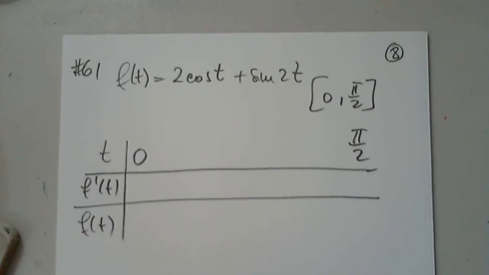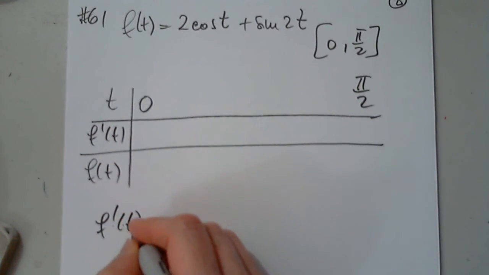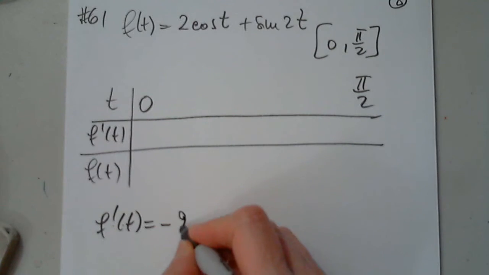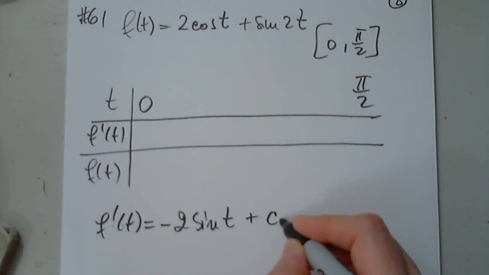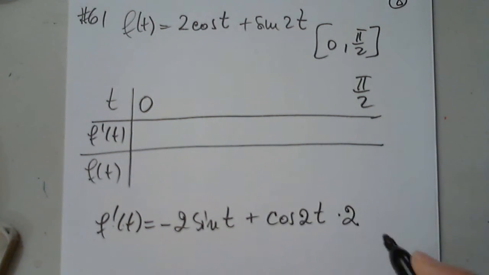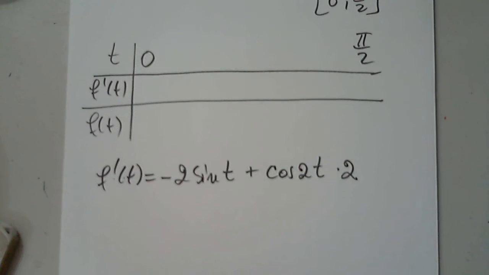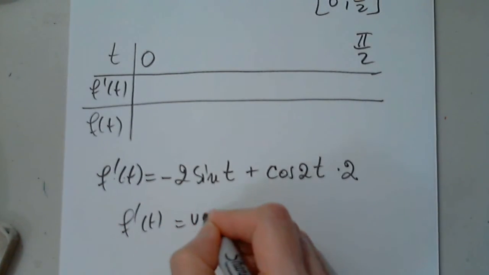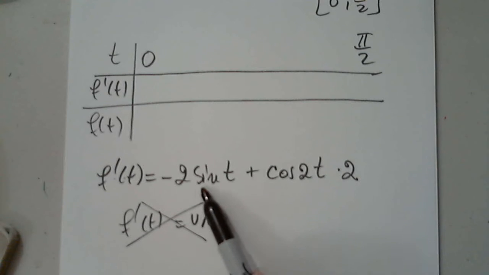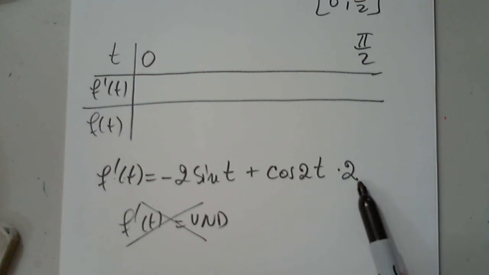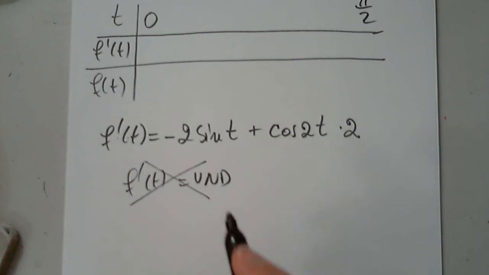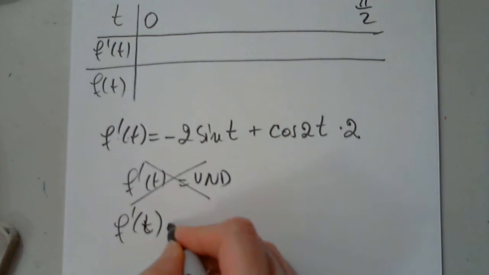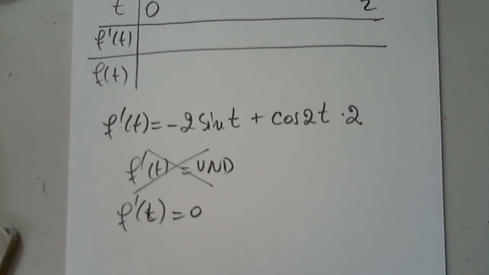We go ahead and find f prime, and this is 2 times negative 2 sine t, and then plus cosine 2t times 2. F prime of t being undefined? No. These are not tangent, cotangent, secant, cosecant. Sine is defined everywhere, cosine is defined everywhere, so no undefined situation. So now we want to find if critical numbers exist from f prime of t equals 0.